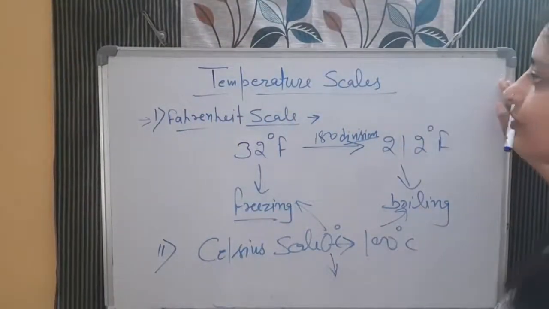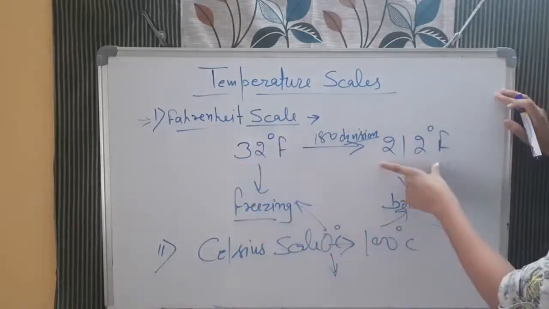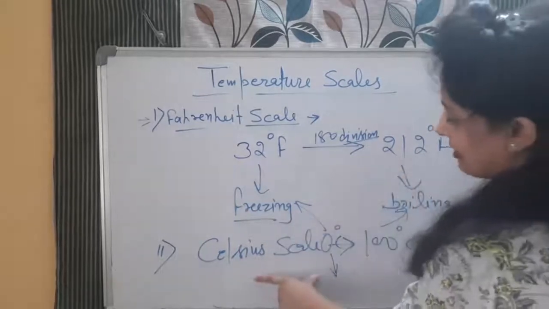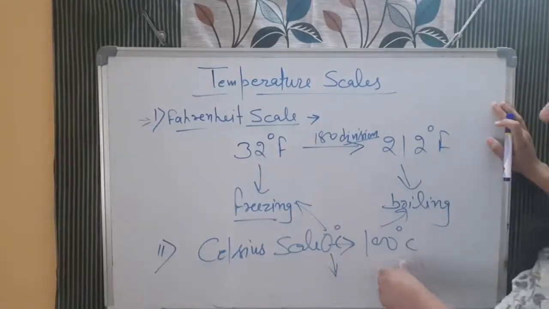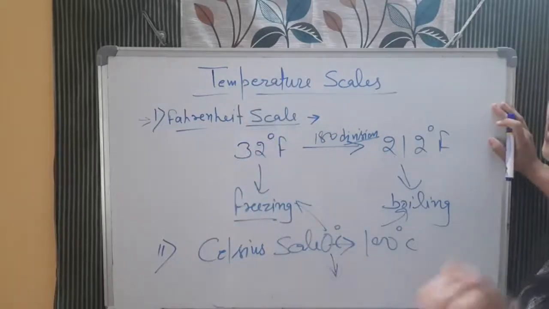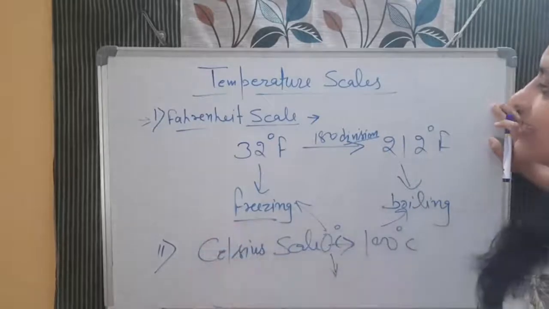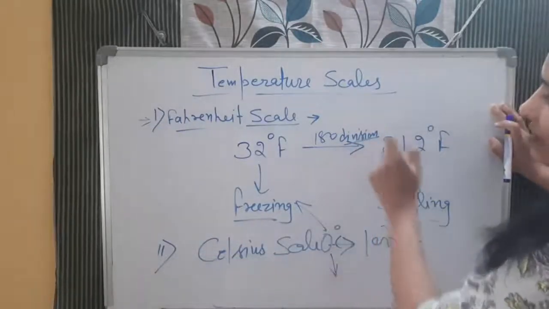Kelvin I will tell you later on. Firstly, the Fahrenheit scale starts from 32 degrees Fahrenheit to 212 degrees Fahrenheit. Celsius starts from 0 degrees to 100 degrees Celsius. If we talk about absolute zero temperature, the coldest temperature, that will be in the negative in both scales. Here the divisions are 100, here the divisions are 180.